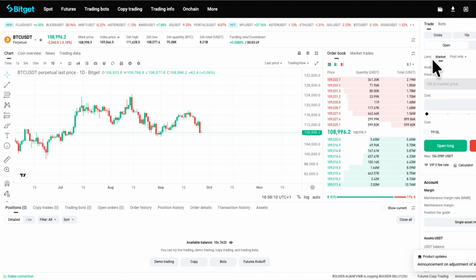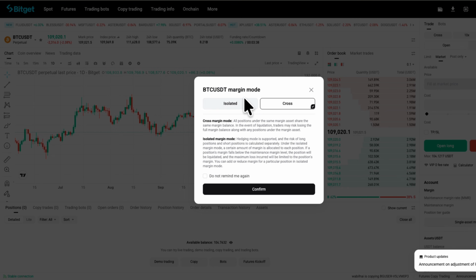And then you come here and pick your order type, whether limit or market. So I'll be picking market. Now, in case you don't know what this cross margin means or maybe what isolated means, I have videos explaining the differences. The links to those videos will be in the description below.